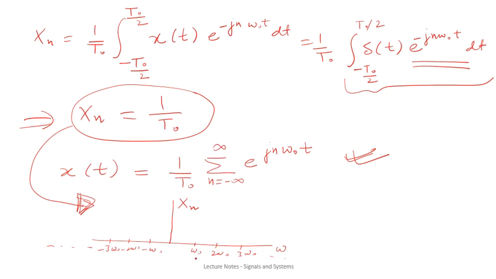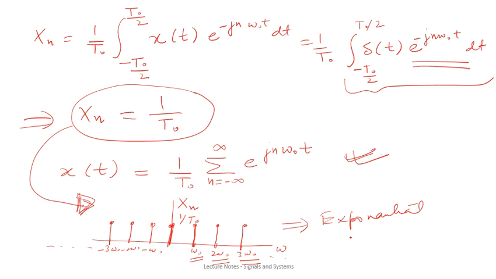So this is actually at n equals 1, n equals 2, n equals 3. Since xn equals 1 by t naught for all the values, it will be the same signal for all the instants of frequency. So this spectrum will be something like this. All the heights will be 1 upon t naught. So this is the exponential spectrum.